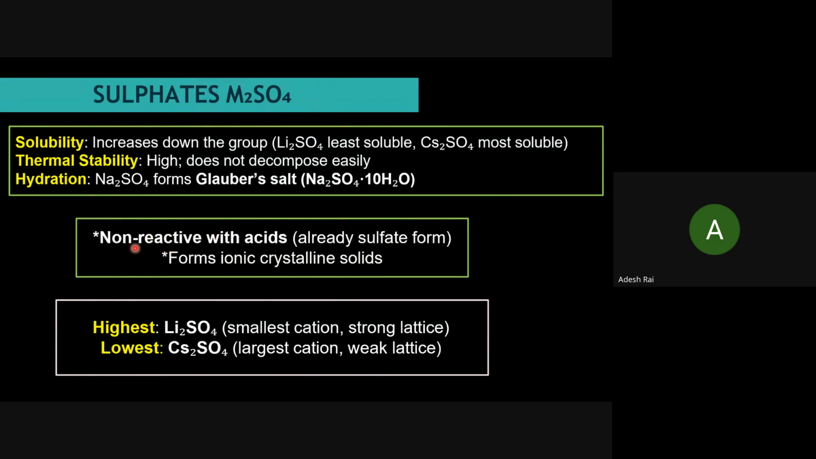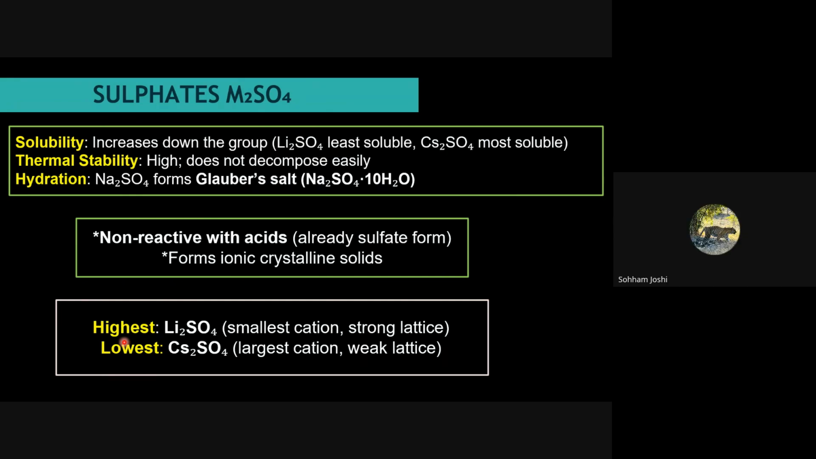And all these sulfates form ionic crystalline solids. Now, if I talk about lattice enthalpy, it is highest for lithium sulfate and lowest for cesium sulfate. Am I clear? Tell me, guys. Can we proceed?